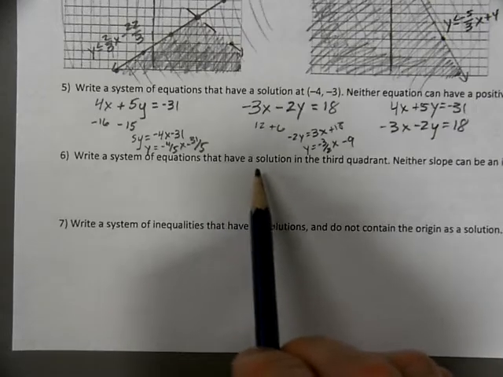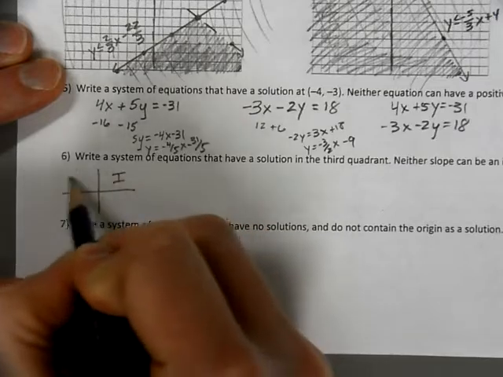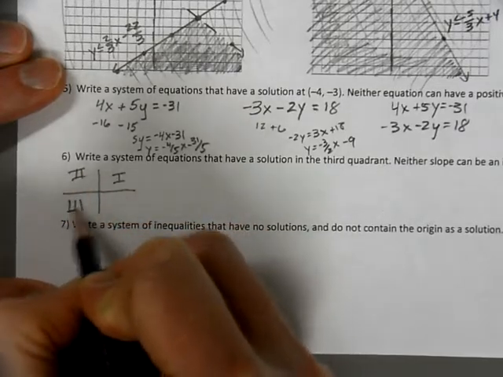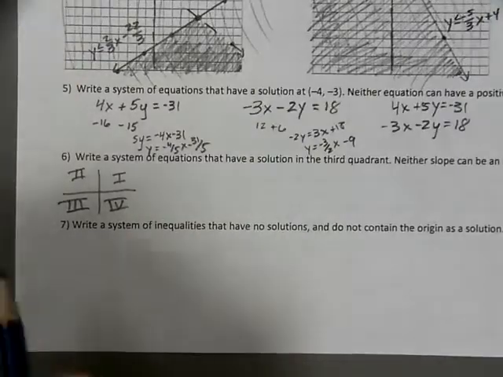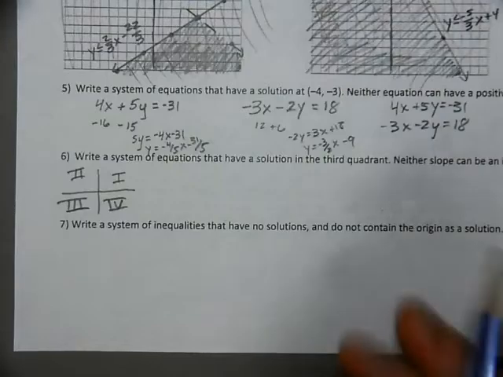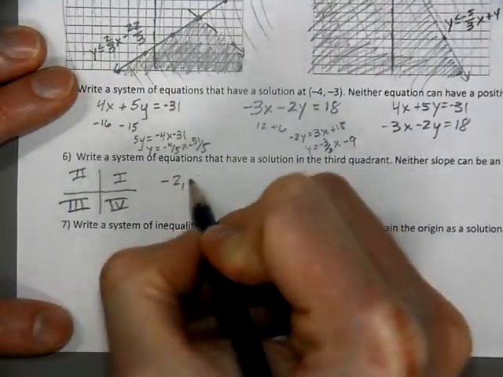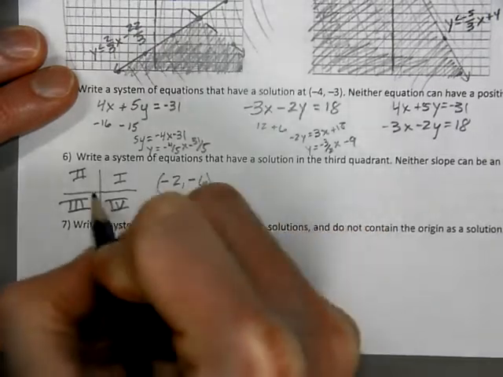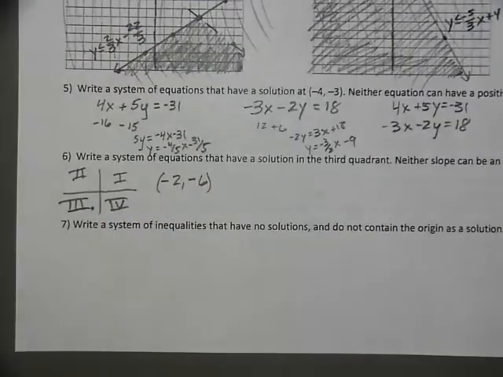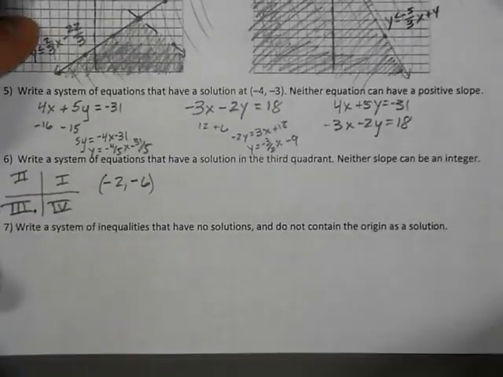Write a system of equations that has a solution in the third quadrant. So our third quadrant's down here, so negative x's, negative y's. So we can pick a point like negative 2, negative 6. That would be down here somewhere. So we'll do the same thing. Neither slope can be an integer. So this time we need to be sure we get fractions.